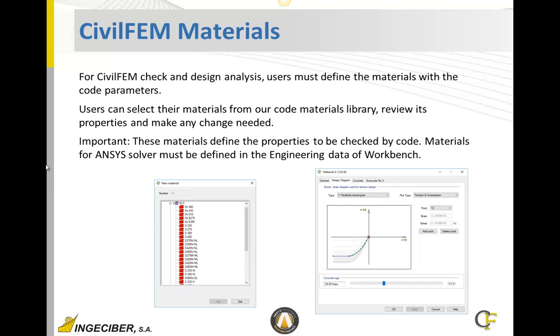The first property that we have to define in CivilFEM is the materials. For the CivilFEM check and design analysis, the user must define the materials that we need to make the check with the code parameters. Users can select their materials from our code materials library, review its properties, and make any change needed. It's important to notice that this material defines the properties to be checked, but the materials for the ANSYS solver must be defined as usual in the Engineering Data of Workbench.